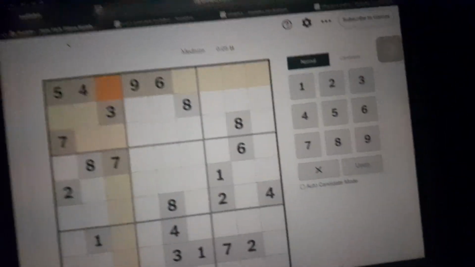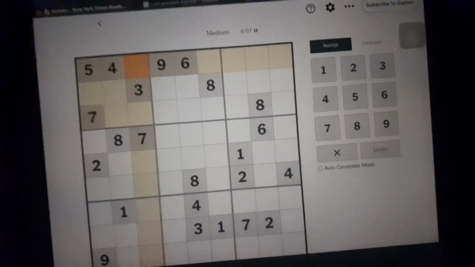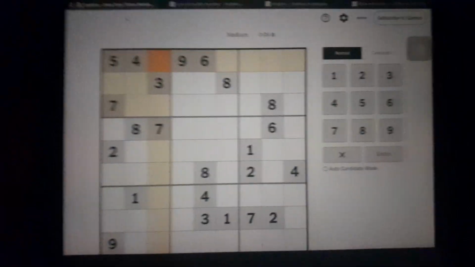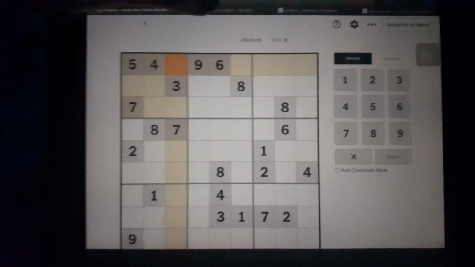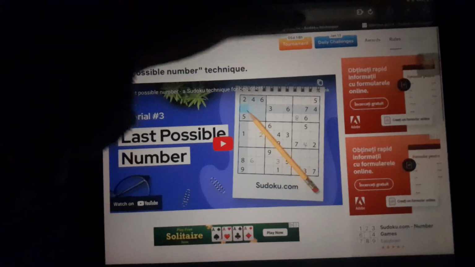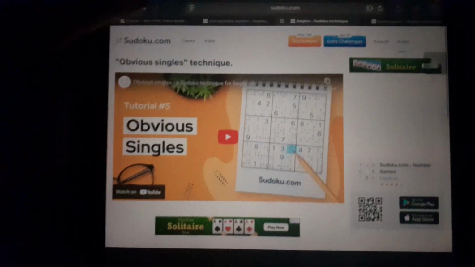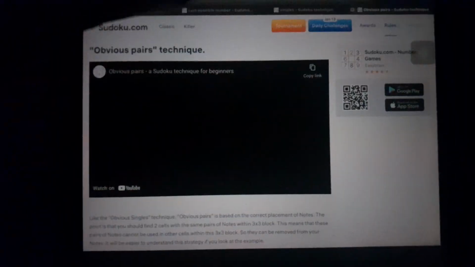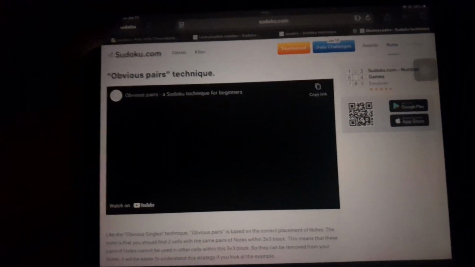Hi, today we're gonna solve Sudoku using various techniques. Mostly these three: last possible number, obvious singles, and obvious pairs.